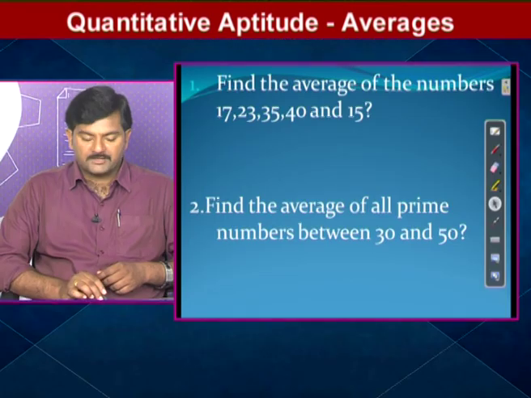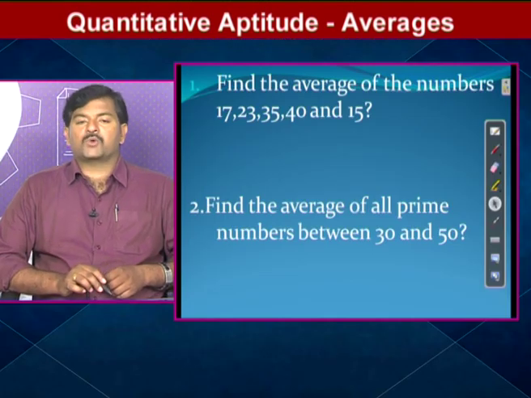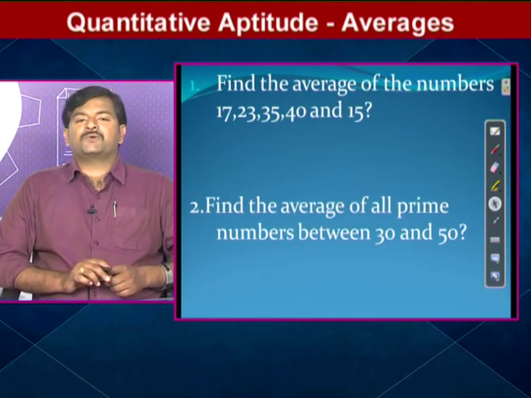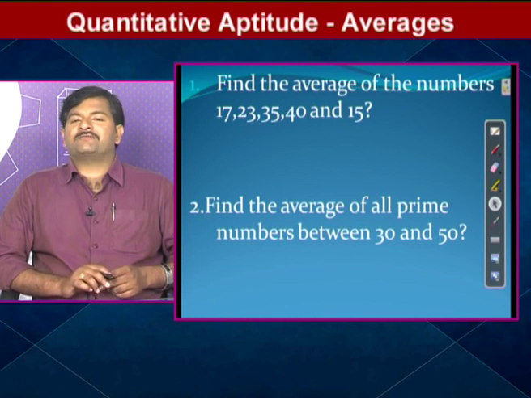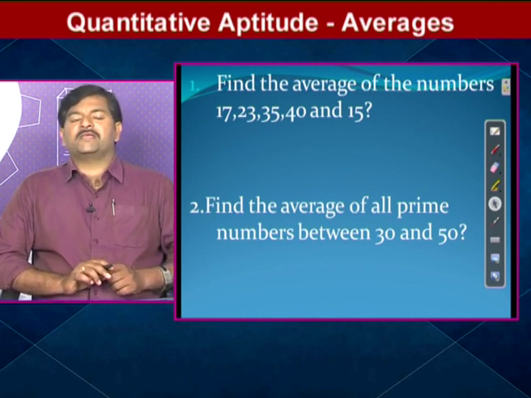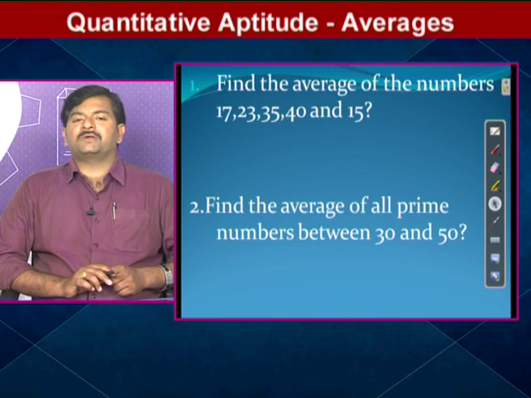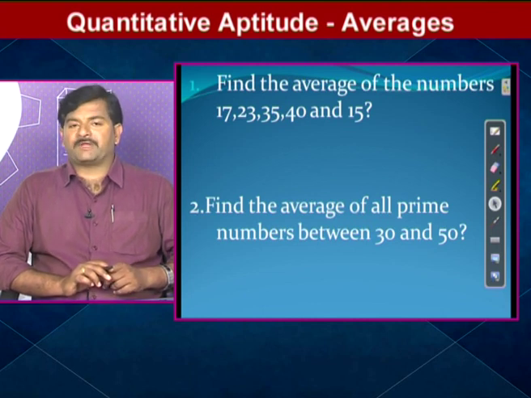Question number 1. Observe the first question. There are 2 questions appearing on this slide. The first question is: find the average of the numbers. It's a basic question. The given numbers are 17, 23, 35, 40 and 15. He asked to find out the average of the given numbers.